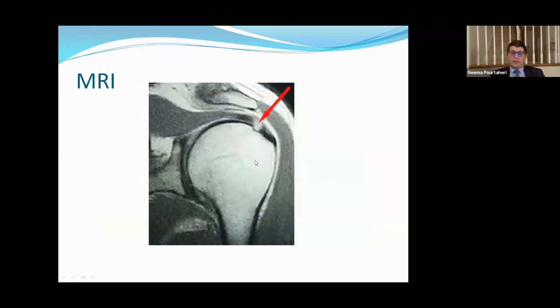MRI is great at diagnosing rotator cuff tears. On this MRI here, this is the supraspinatus tendon, and you're supposed to have a nice black tendon coming all the way out to the edge of the shoulder here. And in this picture, you don't. You have a full thickness tear, which is this white spot here on the MRI.